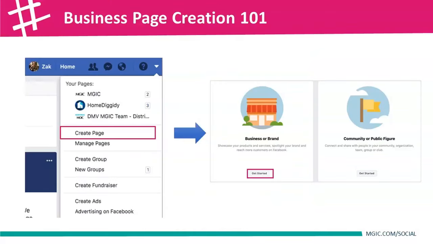So what I want to do now is kind of walk you through that process. So you can see this is my personal Facebook page. My name and the headshot are on the top left there. And you can click that arrow button on the top right and hit the create page button. And then because you are a business or brand, you're going to hit that button to get started.